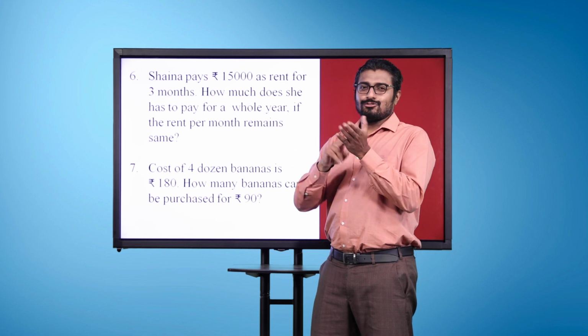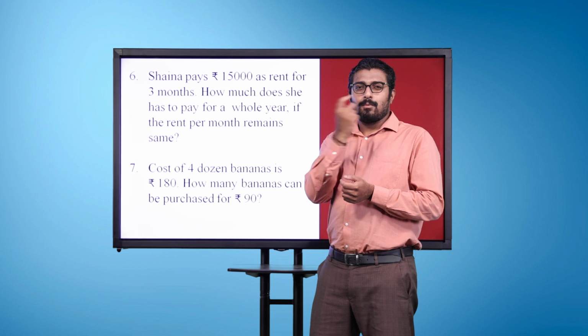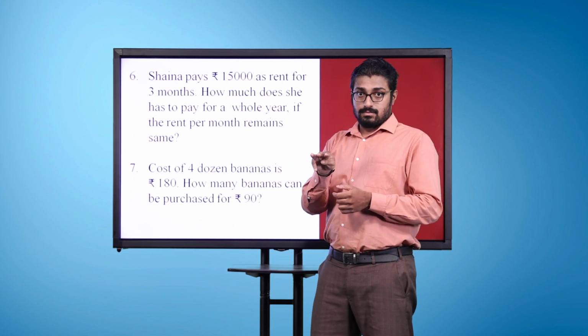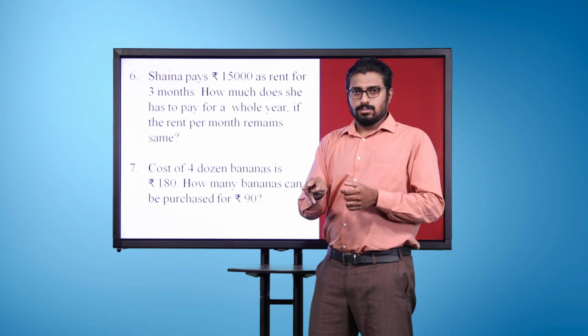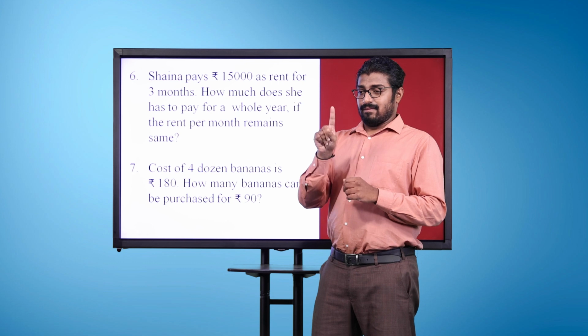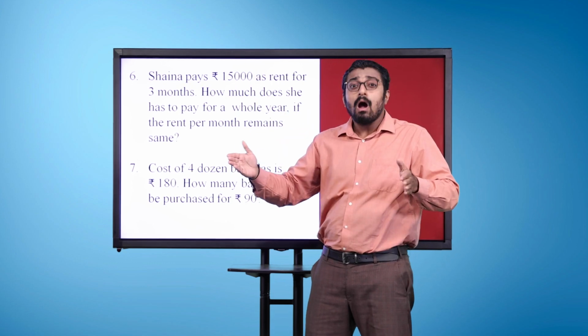Shaina pays 15,000 rupees as rent for 3 months. How much does she have to pay for a whole year if the rent per month remains the same?